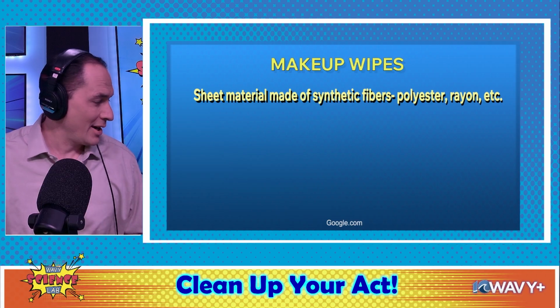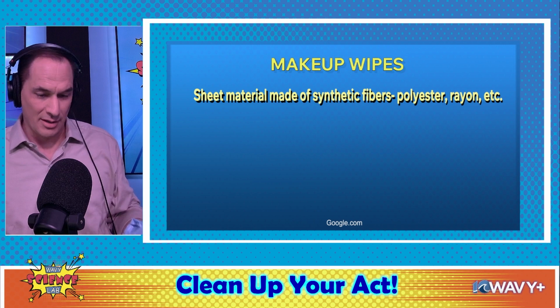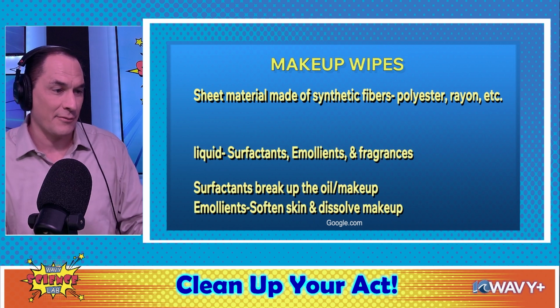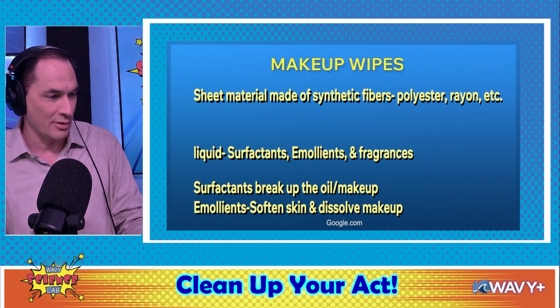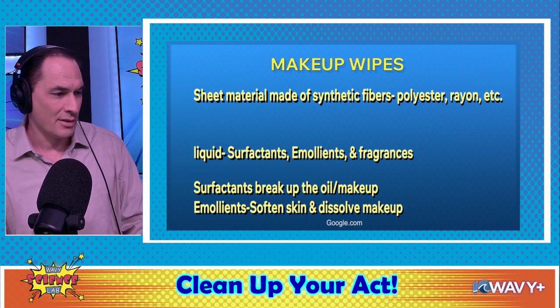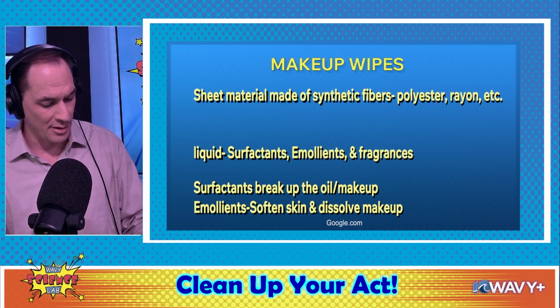Anyway, makeup wipes. That's right. Makeup wipes, and very popular. I use them myself. It's a sheet material made of synthetic fibers, polyester, rayon, things like that. And it's got surfactants, emollients, and fragrances in there. The surfactants break up the oil, the makeup, and the emollients soften the skin, and it does a pretty good job.